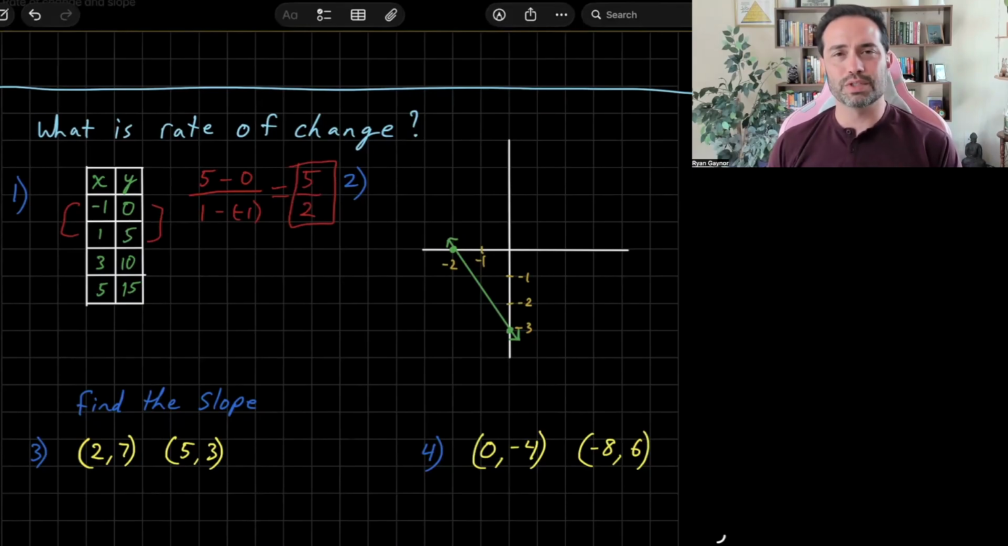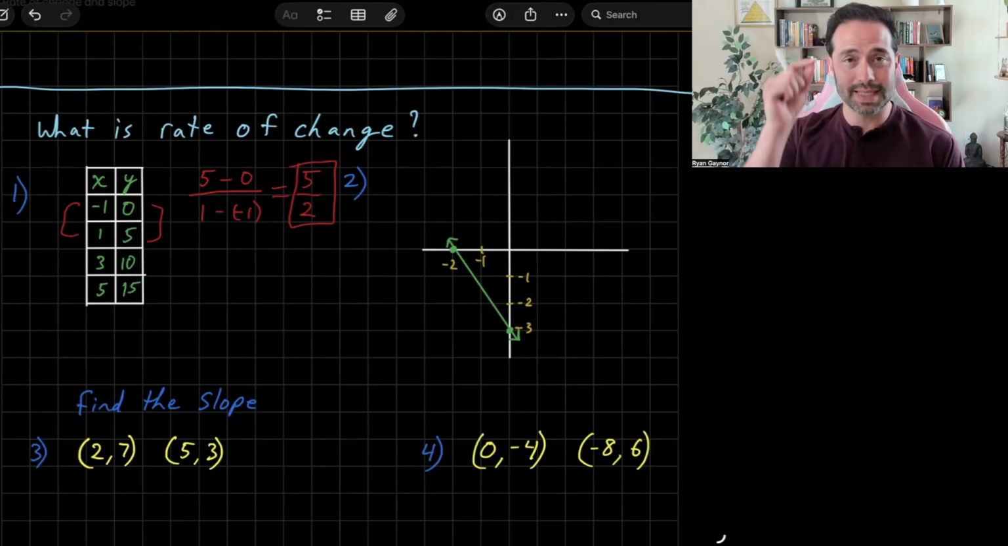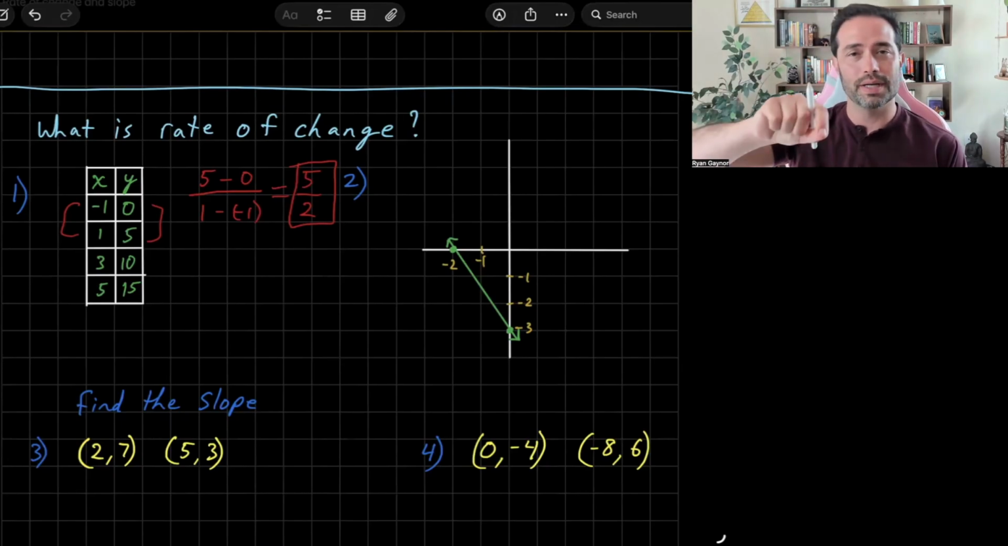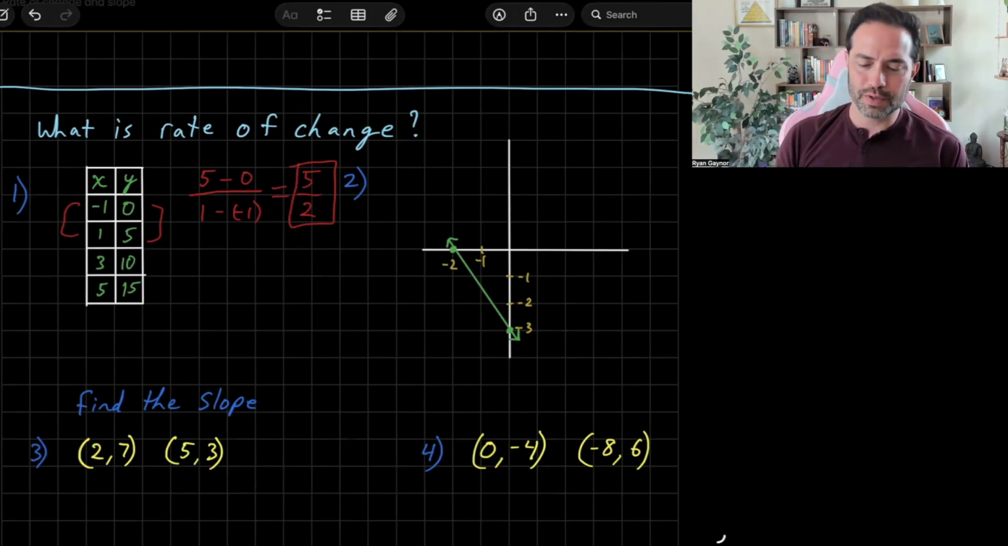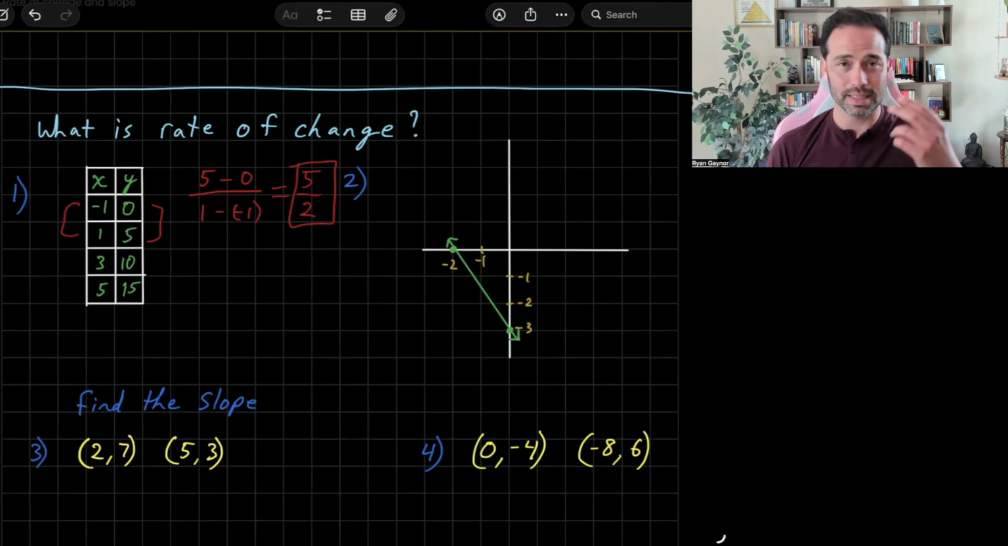Now, for number 2, they could give it to us in another format, like a picture of a graph. What we can do now is visually count the y part and the x part. But the first thing I'm going to do is mentally look at this and say, okay, if I read this picture left to right, I'm going down a hill. If I'm going down a hill, then it has to be negative. So there's a negative rate of change or a negative slope.